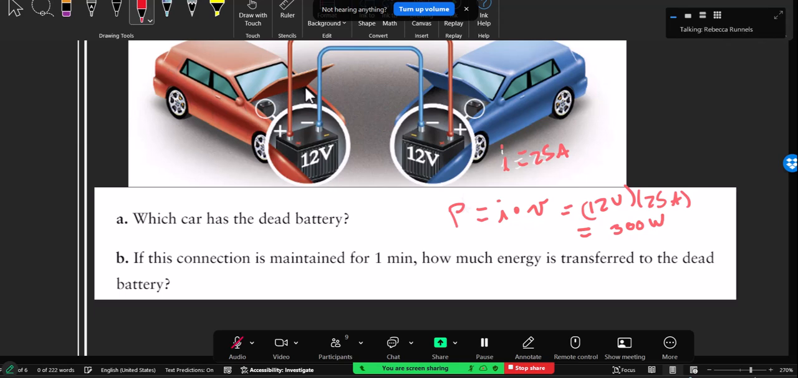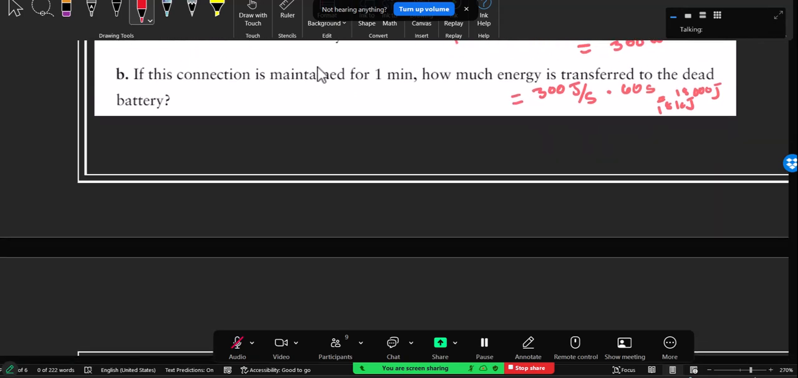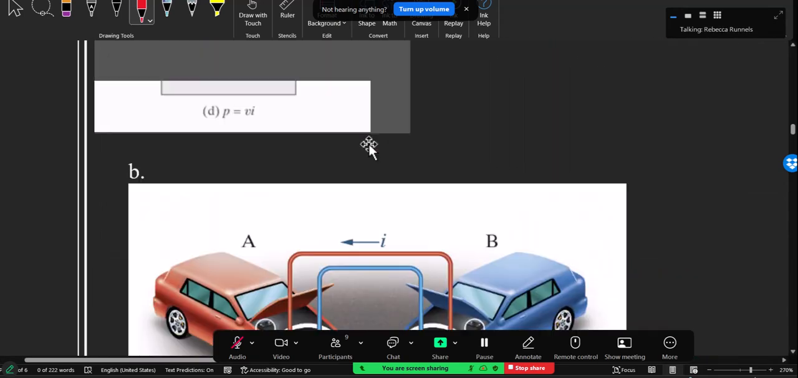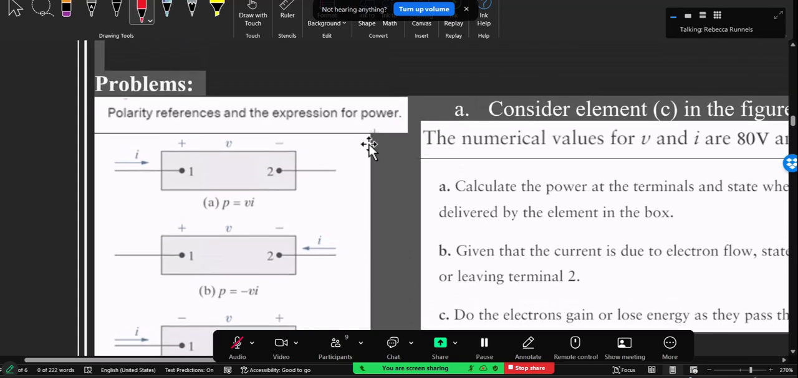And 300 watts is the same as 300 joules per second. And if that connection is maintained for 1 minute, that's 60 seconds. So that would be 18,000 joules or 18 kilojoules. All right, any questions on that before we go on to the next one?